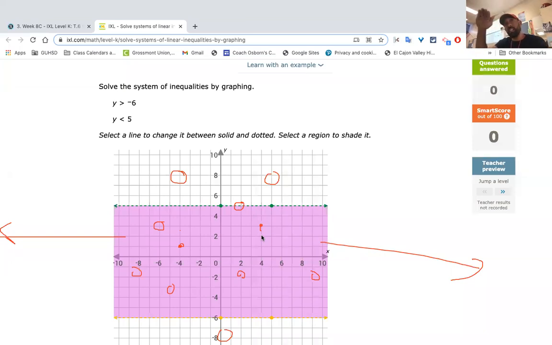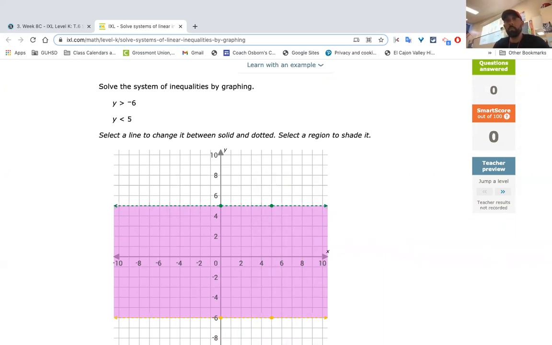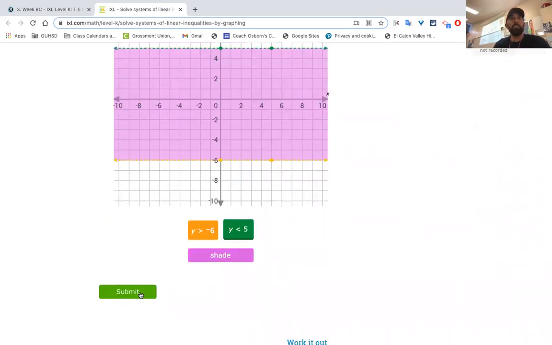Because remember, when it's dotted or dashed, that means it can't be equal to the line. Now, if it was equal to, and it was a solid line, then a point on the line would be a solution, okay? All right, so let's submit that and go to the next one.